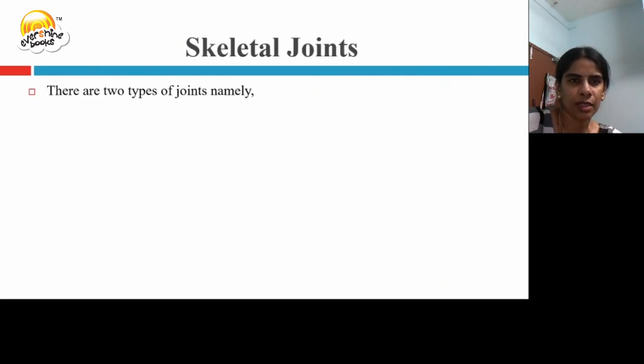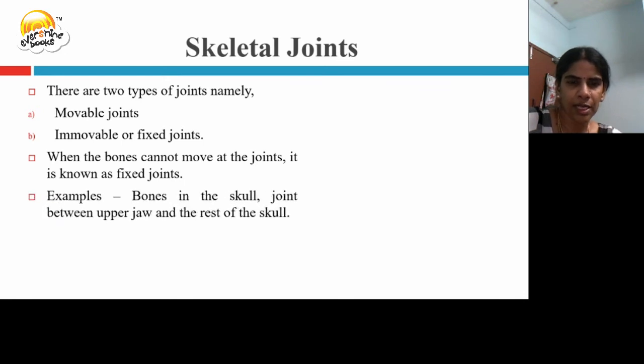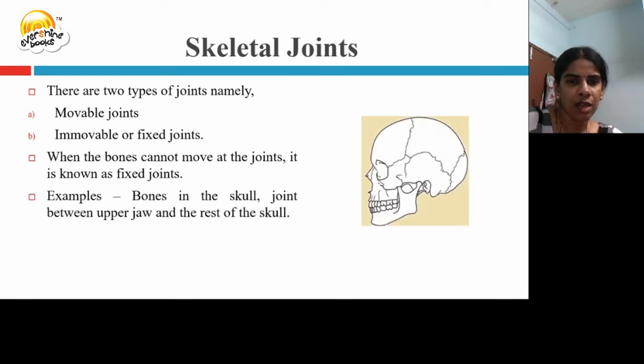Skeletal joints. There are two types of joints, namely movable joints and immovable joints. When the bones cannot move at the joints, we call them fixed joints. They can be seen in the skull and in the joints between the upper jaw and the rest of the skull. In these, the joints are fixed and cannot move.